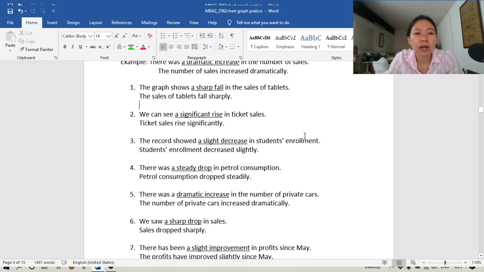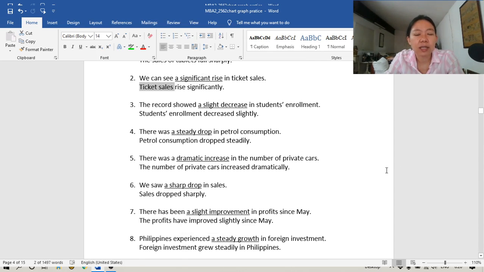Again, with sentence 2, we can see a significant rise in ticket sales. So we move ticket sales to the front to become a subject, and then we change rise from noun into verb, and we change adjective into an adverb. So we have ticket sales rise significantly. So we do the same with the rest of the sentences, and here are the answer keys for all of this. So you can have a look at it.